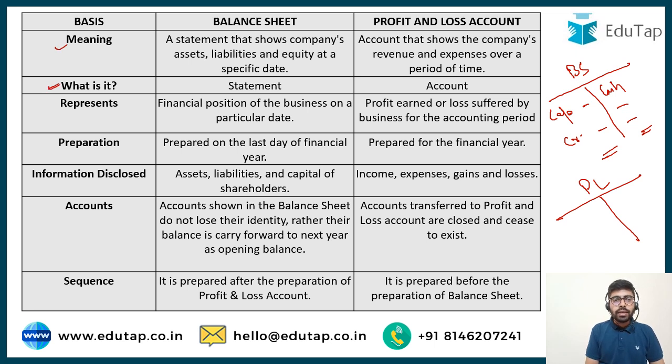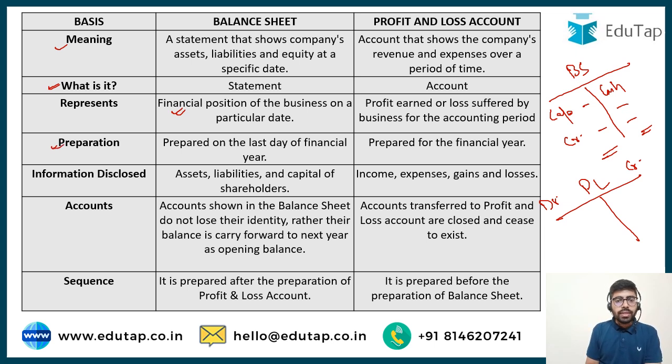Balance sheet is basically a kind of statement, and profit and loss account kind of looks like an account with debit and credit. Although now in the financial statements of a company, P&L account is also prepared in the form of a statement, but conventionally, traditionally, profit and loss is referred to as an account with debit and credit. Balance sheet represents the financial position of the business. It shows what is your position with regard to assets and liabilities. And P&L shows the profit earned or the loss incurred during the accounting period.